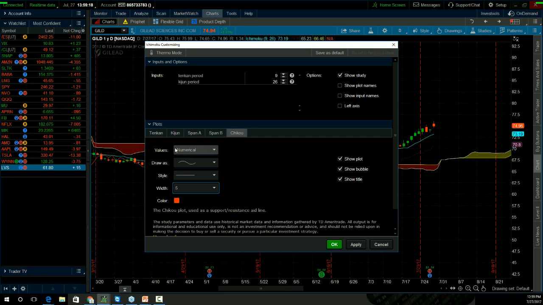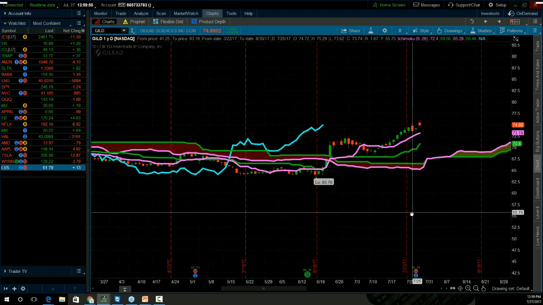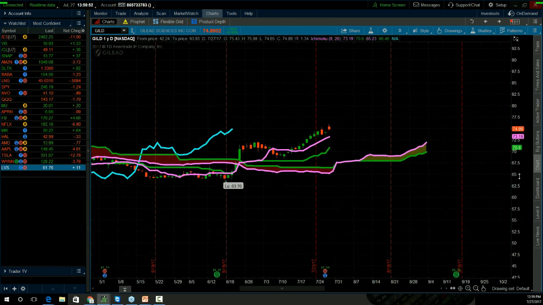Then I like to color coordinate mine. You guys can color coordinate them however you want. I'm going to give you guys all the mathematical equations. You don't have to memorize any of the equations. You just got to know how it works. So here's the color coordination: Tenkan, pink; Kijun, green; Senkou Span A, pink; Senkou Span B, green; and Chikou, blue. Once I have that, I hit apply, OK. Perfect. So now we have the Ichimoku Cloud.